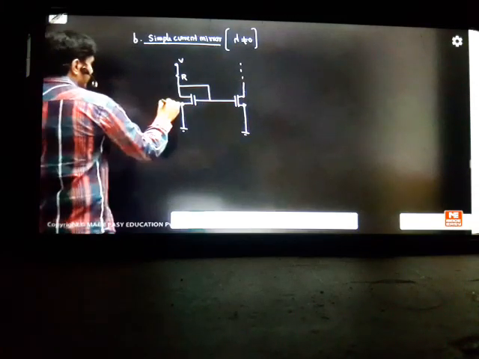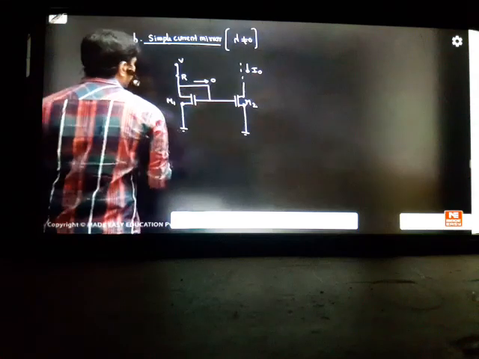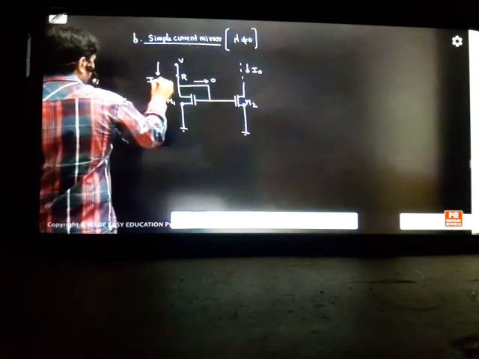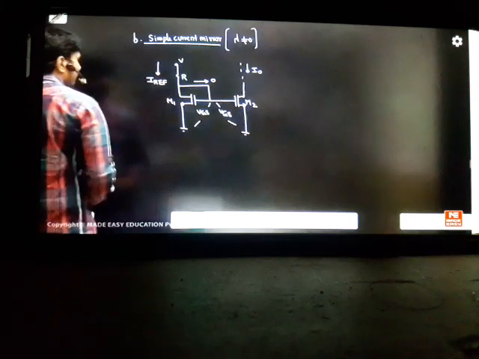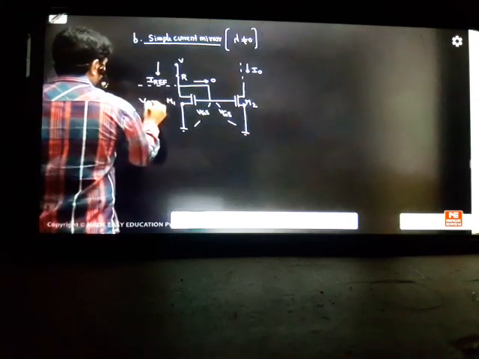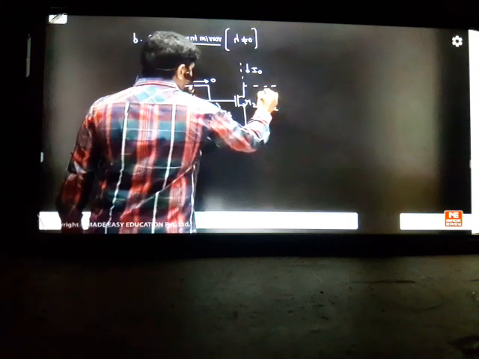Same story. This is M1. This is M2. This current is I0. No current will flow to the gate. This current is I reference. This is VGS you can take, and this is also VGS because they are parallel. Same you can take. But here, I cannot take VDS1 whatever you are taking here as VDS2. Same. That is the problem coming in the concept.